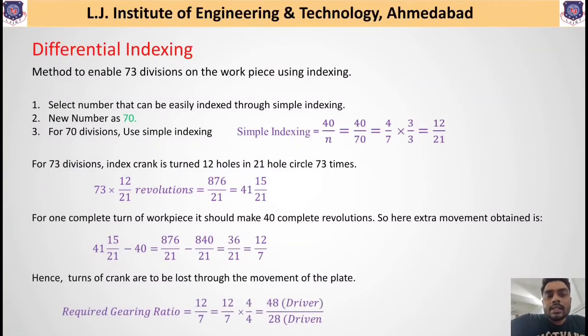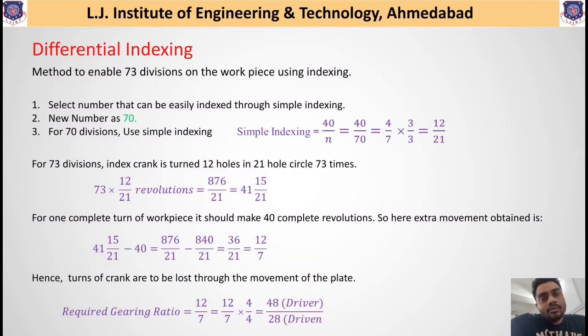So the required gearing ratio, that is 12:7, needs to be subtracted, and as we know this gearing ratio 12 divided by 7 means a driver gear that has 12 teeth and a driven gear that has 7 teeth. But a gear with 12 teeth and a gear with 7 teeth is not available in the dividing head.